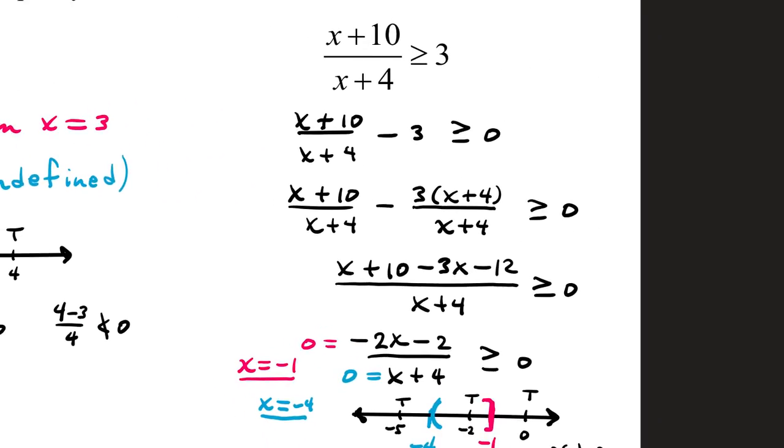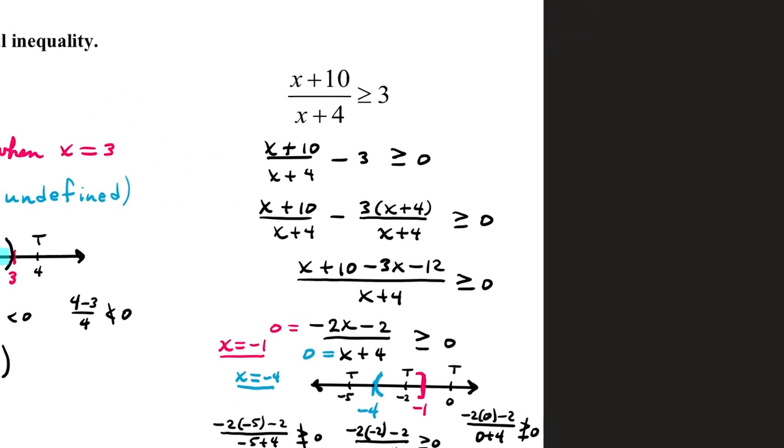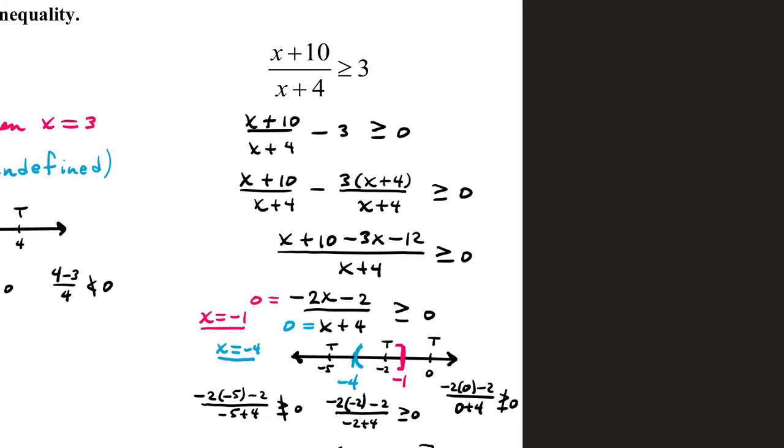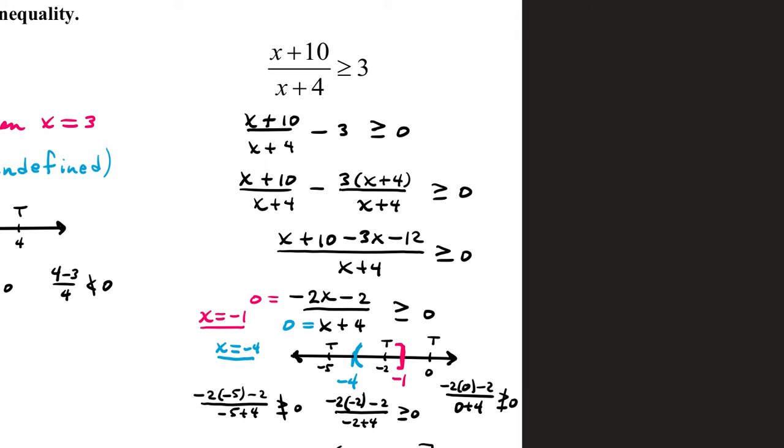In the next example, we have a rational inequality that's not yet set up as greater than or equal to 0. So our first move is we're going to subtract 3 to move it over. (x plus 10) over (x plus 4) minus 3. We're going to create a common denominator of x plus 4.